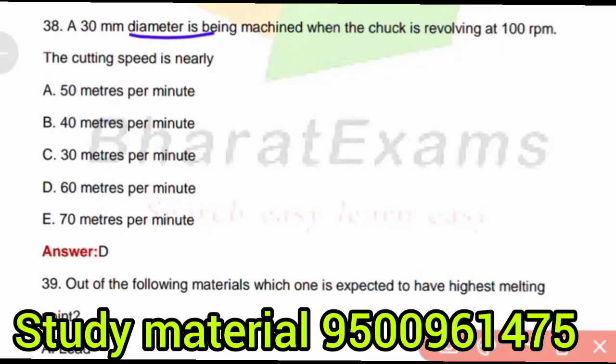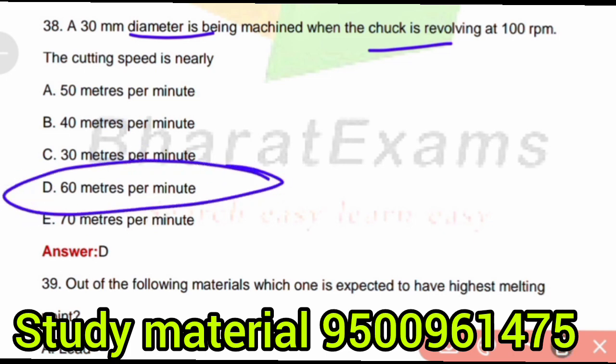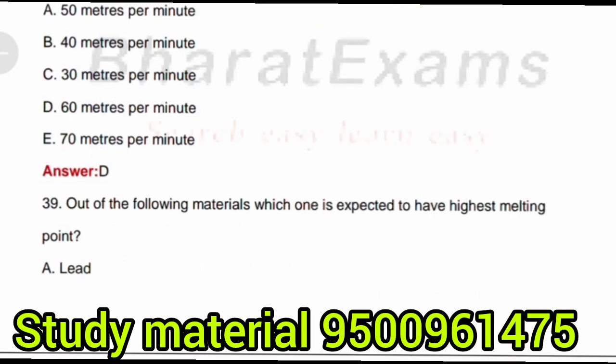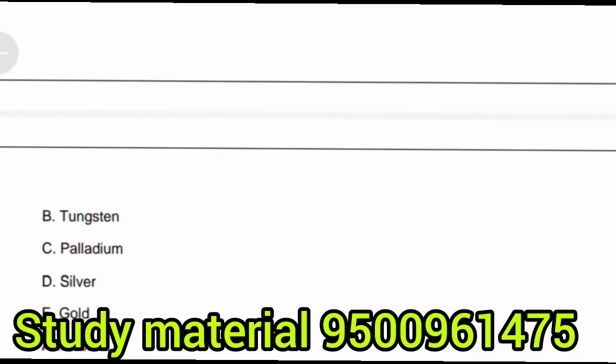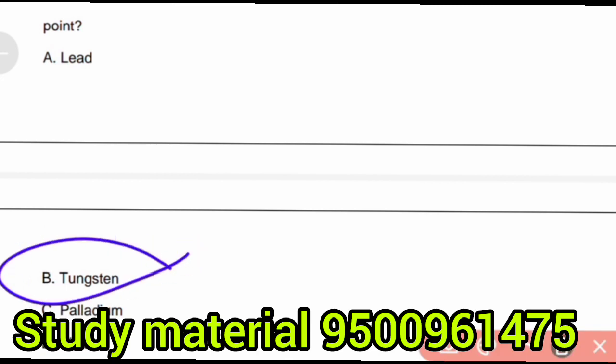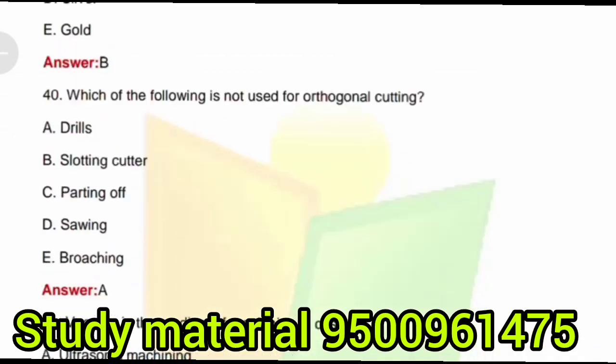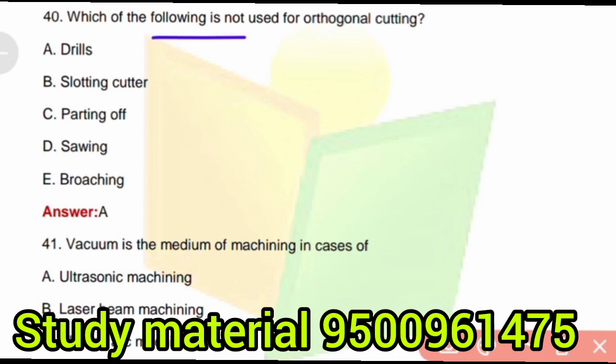A 30 mm diameter job is being machined when the chuck is revolving at 100 rpm. The cutting speed is nearly 9 meters per minute. Out of the following materials, which one is expected to have highest melting point? Option B, tungsten. Which of the following is not used for orthogonal cutting? Drills.